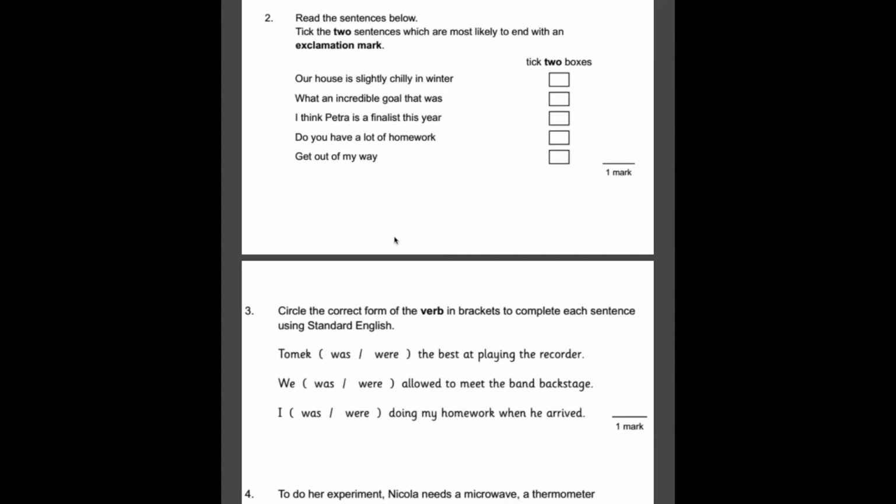Number 2, tick two sentences which are most likely to end with an exclamation mark. Many sentences which are exclamations start with words such as what or how, and others tend to be when someone is shouting something or barking orders at someone. So with that in mind, looking at the ones we've got here, the ones which are exclamations are number 2, what an incredible goal that was, and the last one, get out of my way. The other ones are either questions or statements.